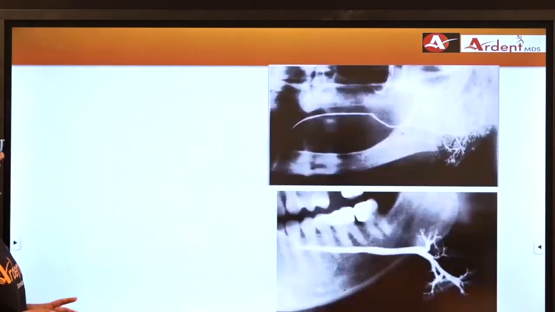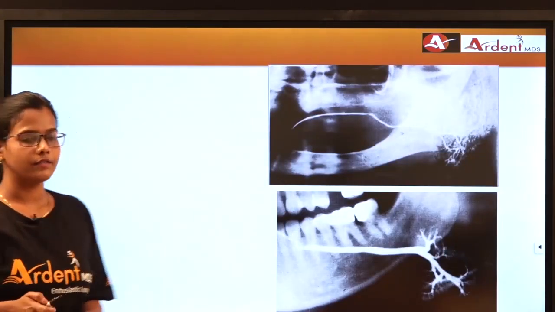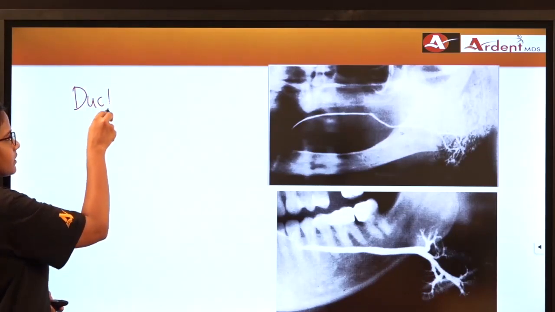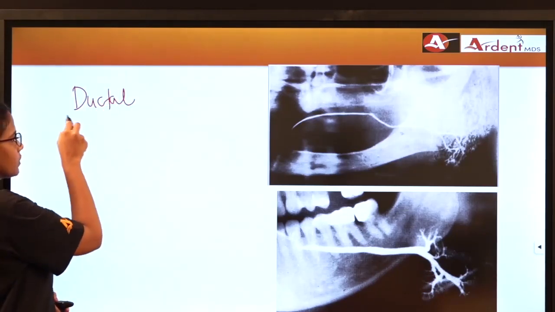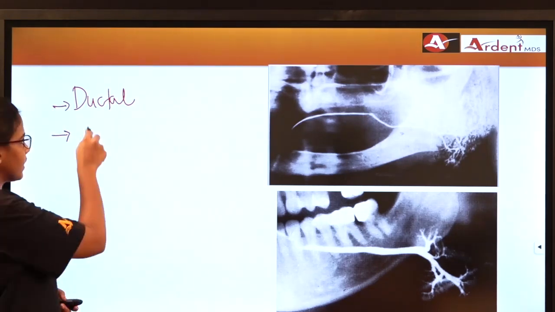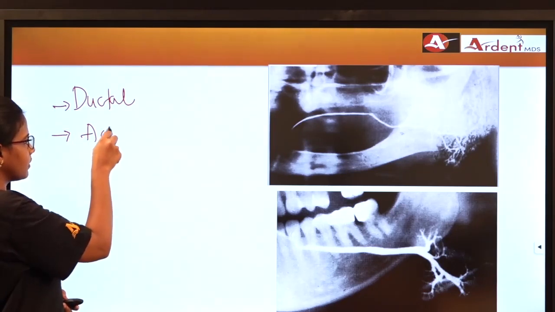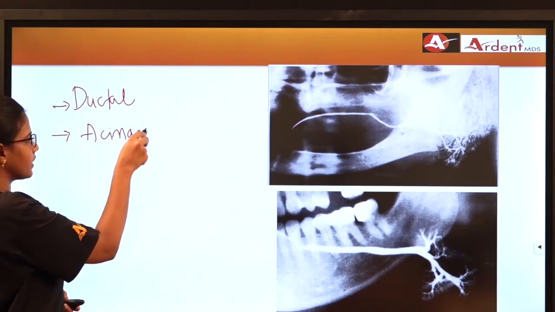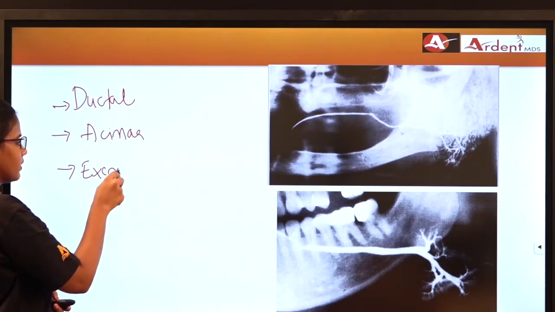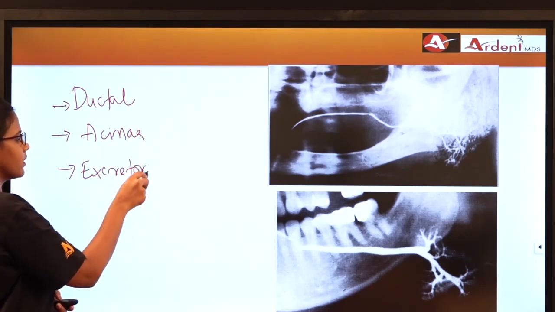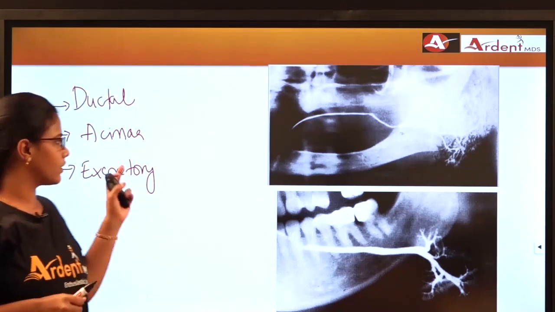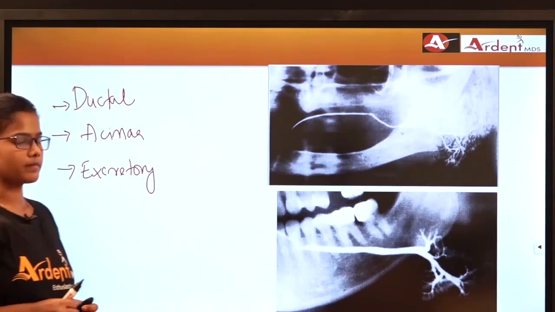So there are three phases of sialography. The first phase is the ductal phase. So we have seen it is a retrograde instillation. So first we start with the duct, then go for the acinar phase, when the contrast medium reaches the acini, then finally it gets excreted. So the final phase is the excretory phase. So these are the three phases: ductal phase, acinar phase and excretory phase.